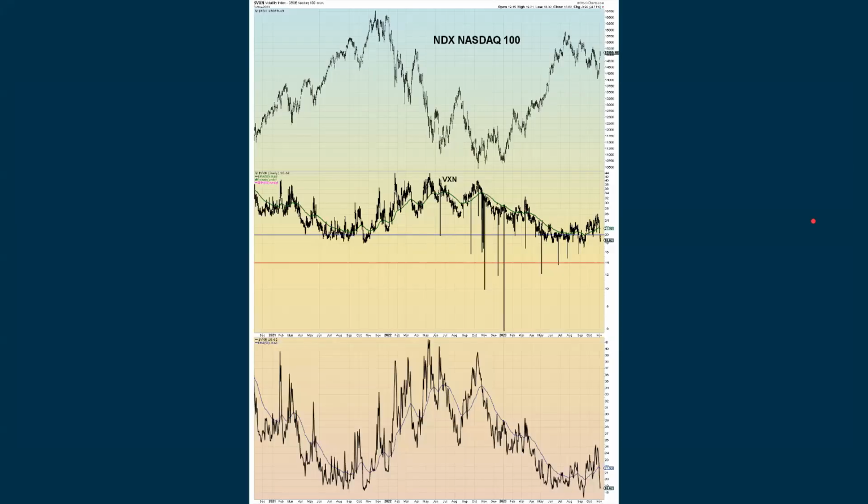Some broad market indications that we look at. We have the VXN, which is the VIX for the NASDAQ 100. I don't use the bar chart up here because there's a lot of erroneous data here. I mainly look at the line chart on the bottom. And as the NASDAQ 100 has been going up, fear has been really starting to decrease.